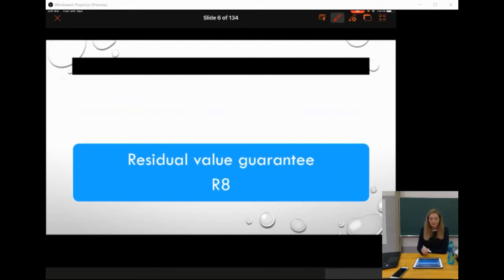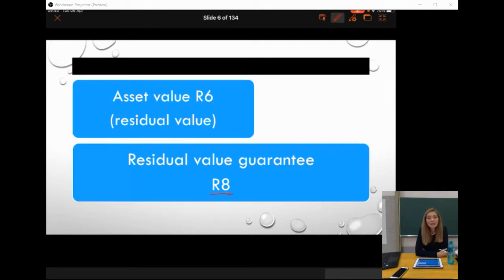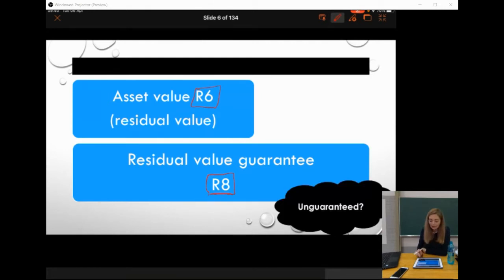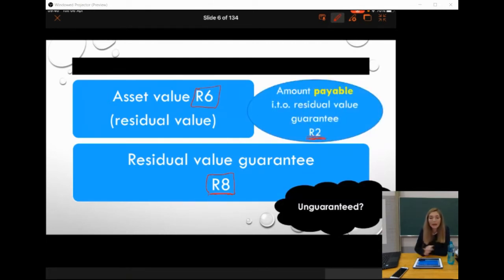Good. So we stick with our example where our residual value guarantee is R8, but now at the end of the lease term, we've actually used that asset quite extensively. So now the asset value is only R6. So what does that mean? We as the lessees gave a guarantee that the lessor is going to receive R8 at the end of the lease term. So what do we do? We give him the asset back of R6, and then we have to pay an amount in cash in order to make up the R8 residual value guarantee.